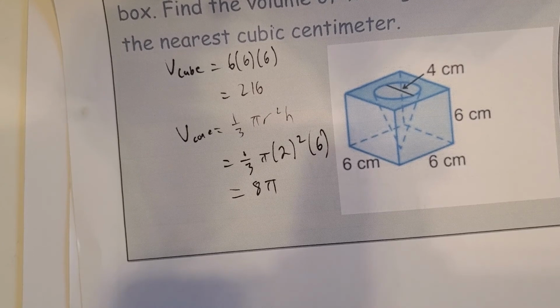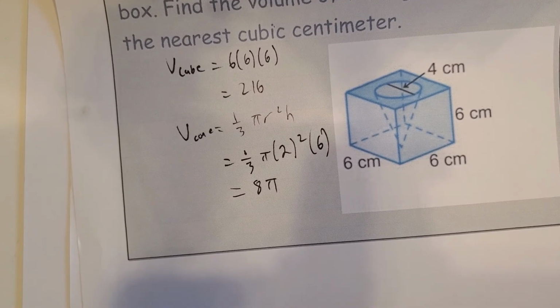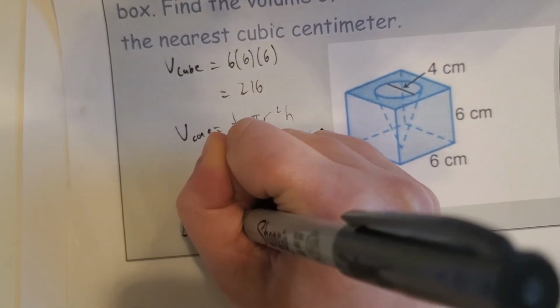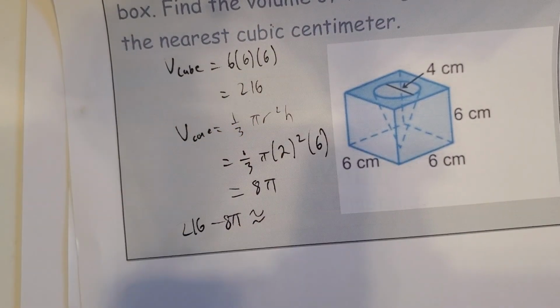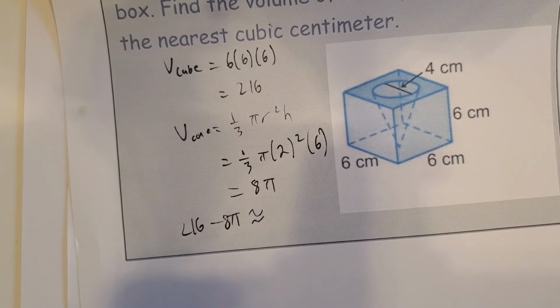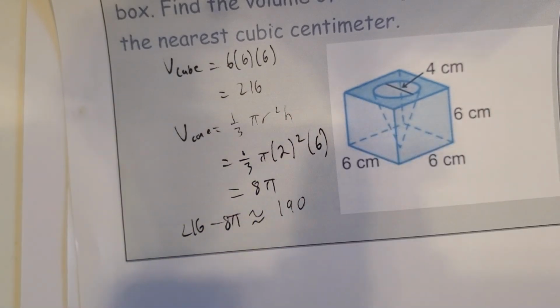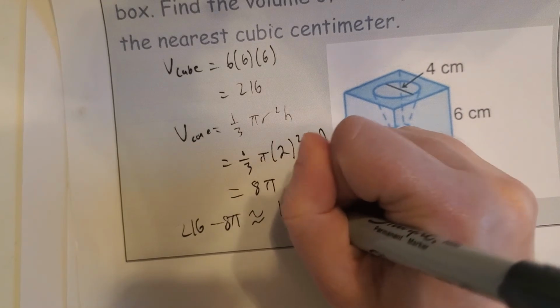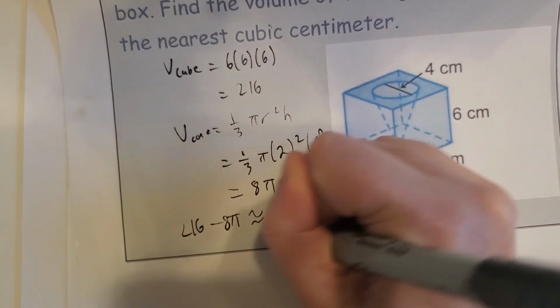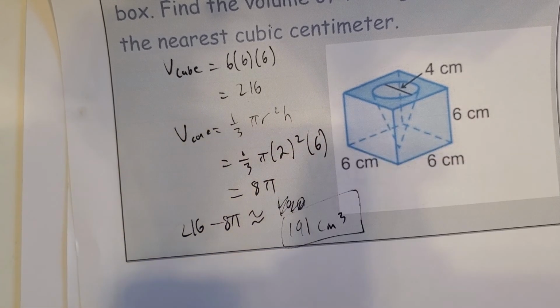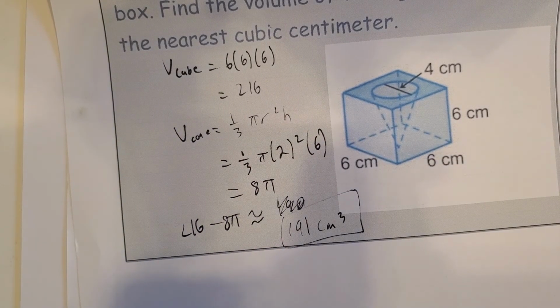And then again, we have the cube that we're taking the volume of the cone out of. So this is 216 minus 8 pi, which if you plug that into your calculator is approximately 190, what does it say, to the nearest cubic centimeter? So it's 190.867 and so on. So this is actually 191 centimeters cubed. And there you go.